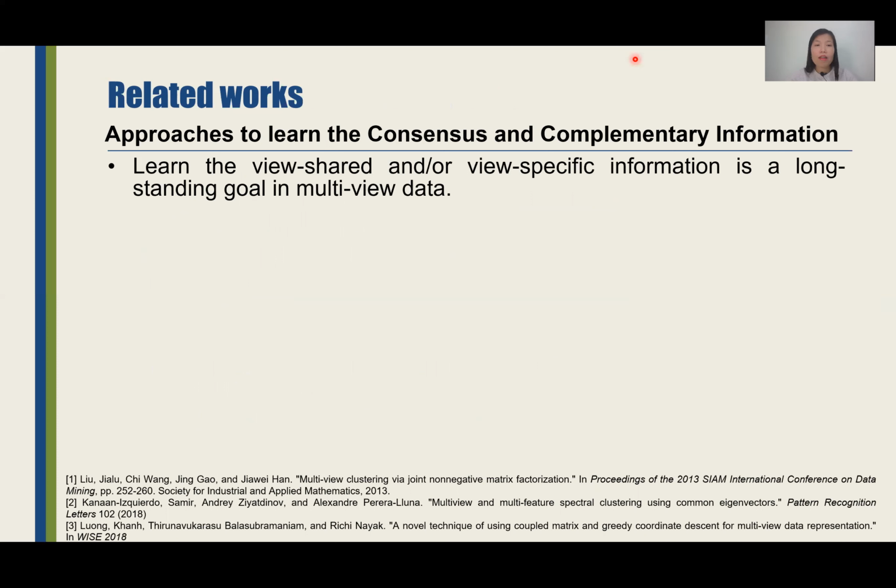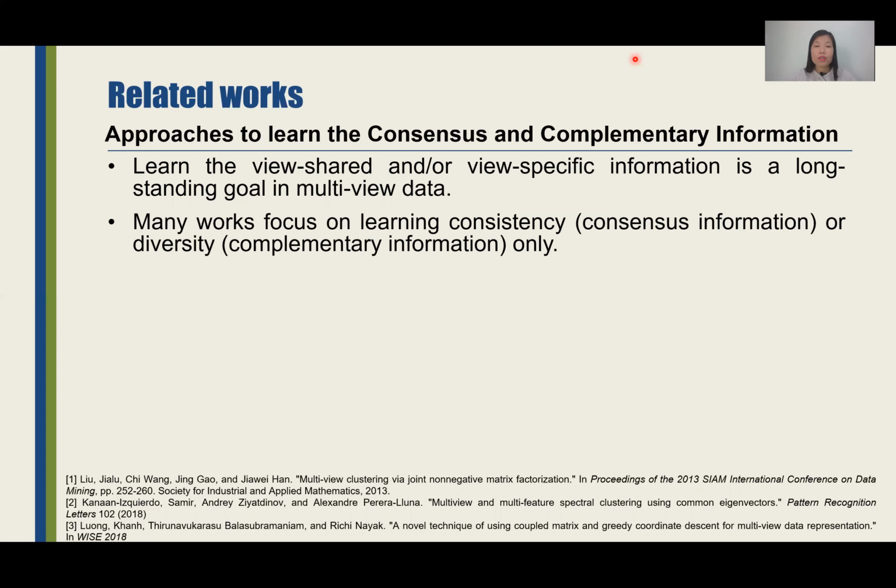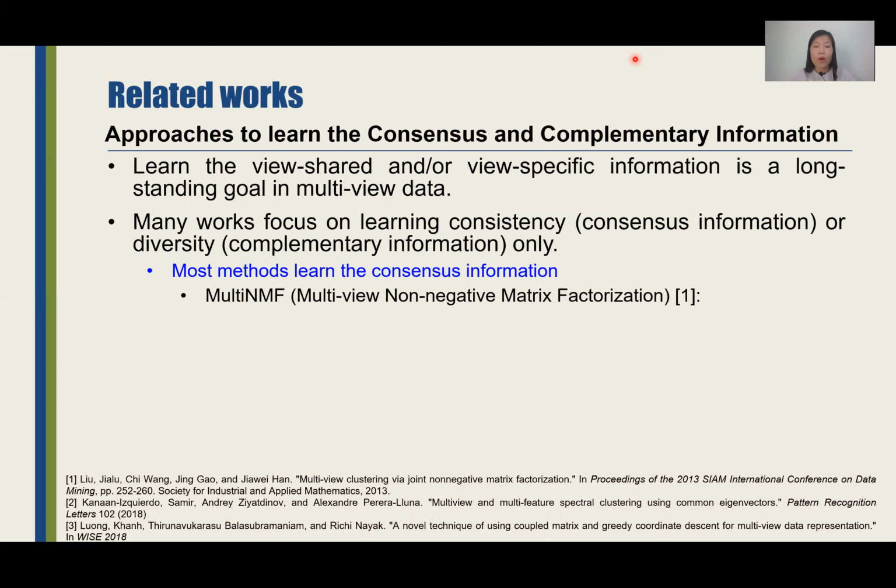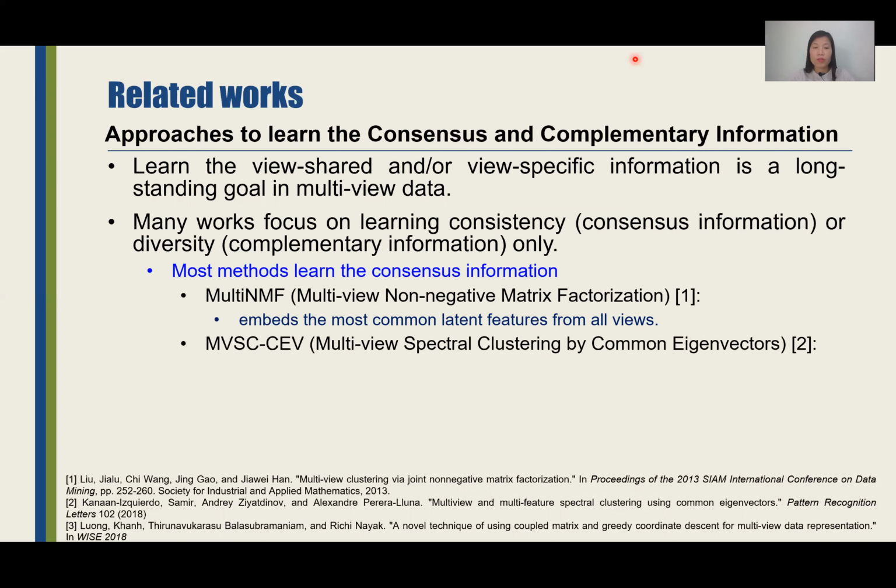We know that learning the view shared and or view specific information is a long-standing goal in multi-view data. Many focus on learning consistency or diversity only. Most methods learn the consensus information. For example, multi-view non-negative matrix factorization learns the consensus information by embedding the most common latent features from all views.